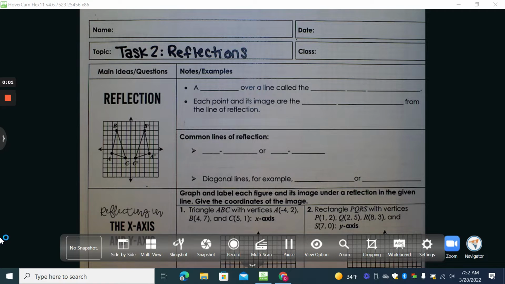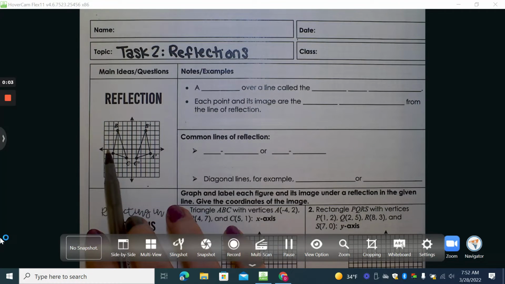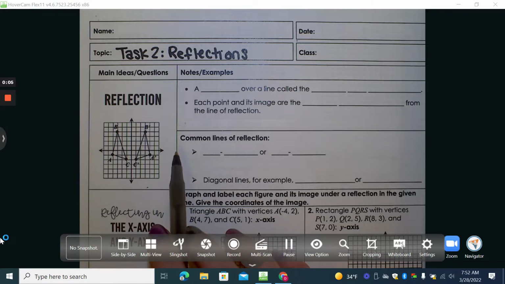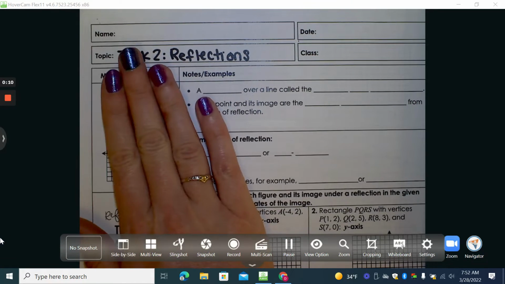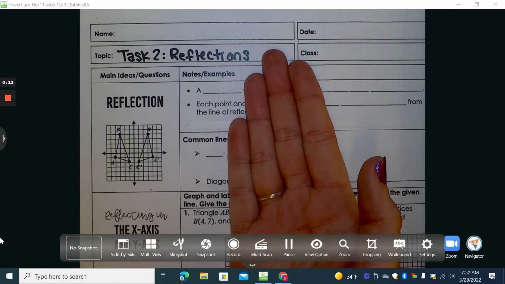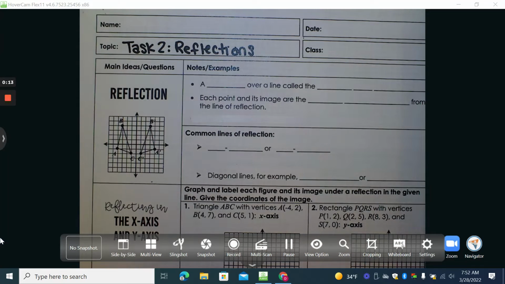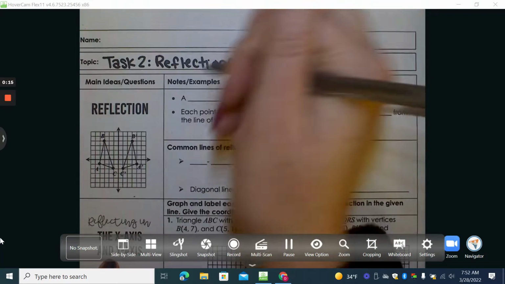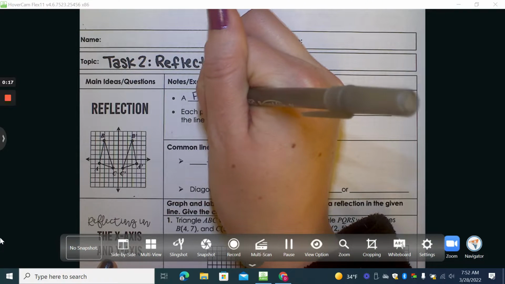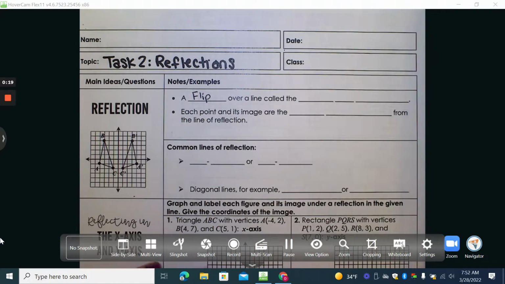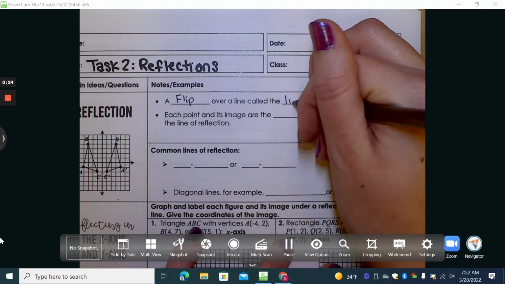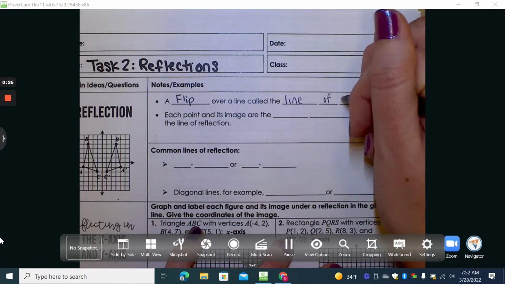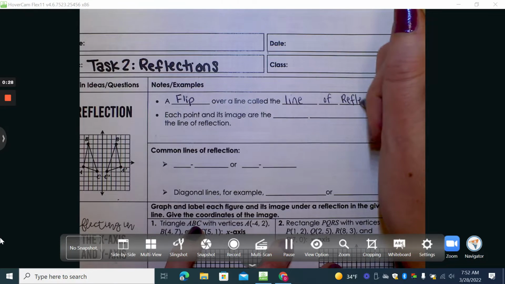All right, welcome to task 2 where we're going to start reflecting a shape over another line. So I'm not translating or moving it, it's really going and flipping on its other side. So a reflection or a flip is how we might refer to it. A flip over a line, which we call the line of reflection.